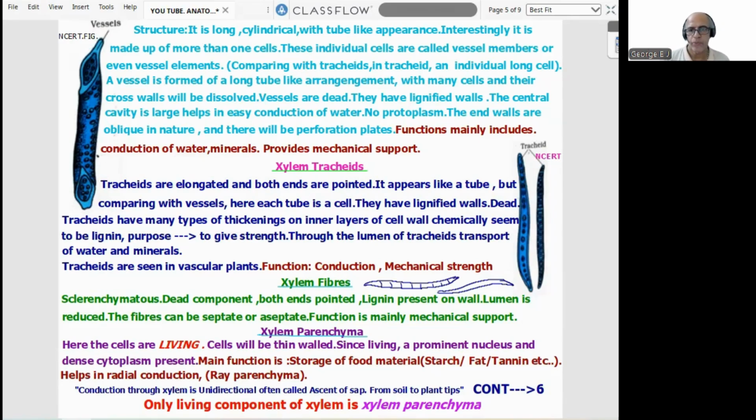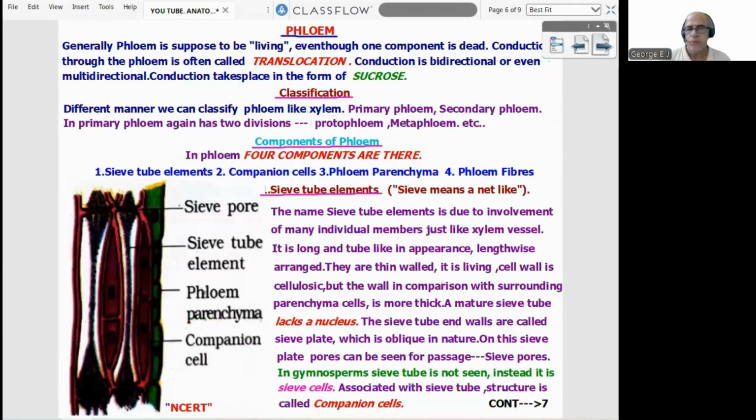Now we can proceed to phloem. When we proceed with the phloem, generally phloem is supposed to be living. Conduction through phloem is called translocation. Conduction is bidirectional at minimum, can even be multidirectional. But in xylem, it is always unidirectional. Here, minimum bi, can be multi. Conduction takes place in the form of sucrose.